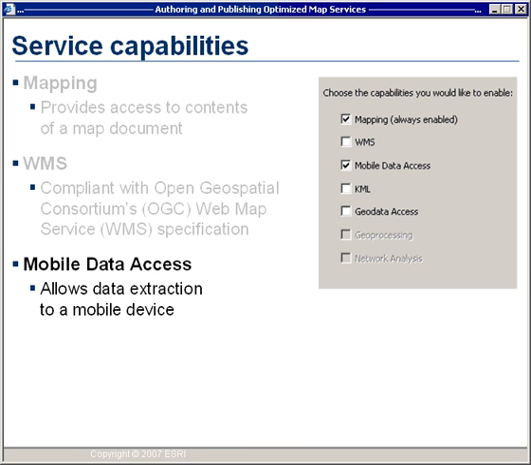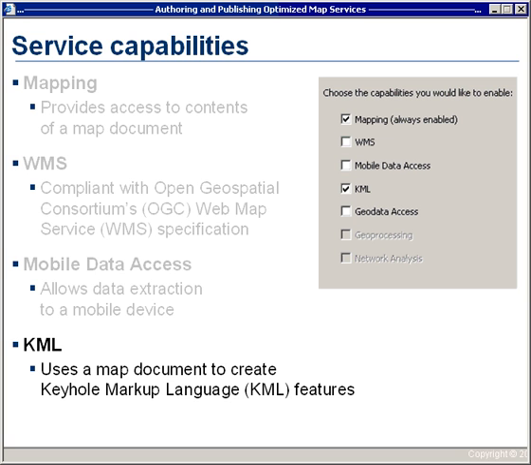The mobile data access capability allows for data to be extracted from the service to a mobile device, and the KML, or Keyhole Markup Language, capability allows for interoperability of ArcGIS Server map services with applications that read KML. Properties set on layers in the ArcMap document can be published in a KML application.